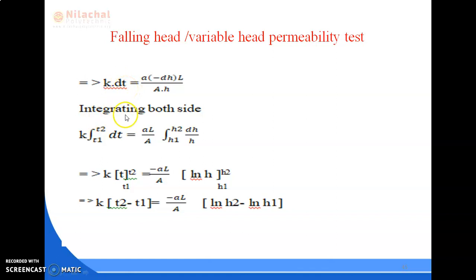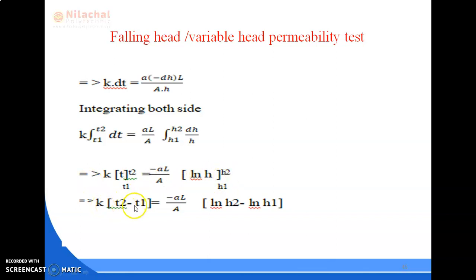Now we have to integrate on both sides to find the total. So k into dt with the limit t1 to t2. As k is constant, we keep it on the left side, outside the limit. Then aL by A is also constant, and here we put the limit h1 to h2 for dh by h. The head h is variable with time t and the others are constant. So k into t, from t1 to t2, equals, on the right side, minus aL by A ln h, from h1 to h2.